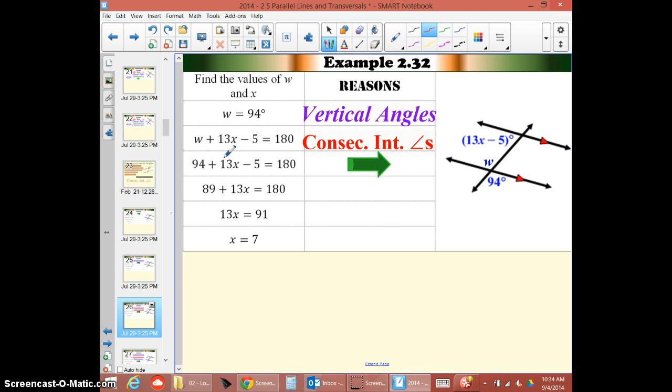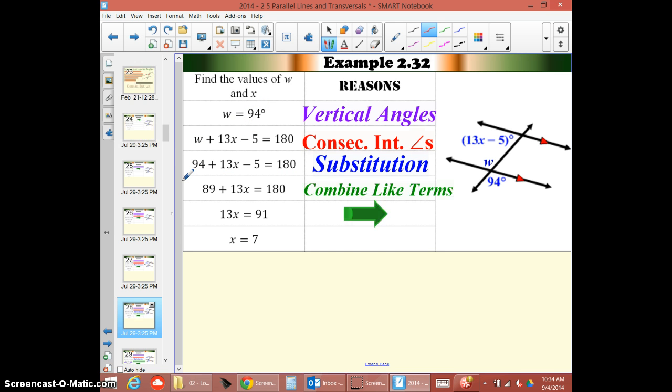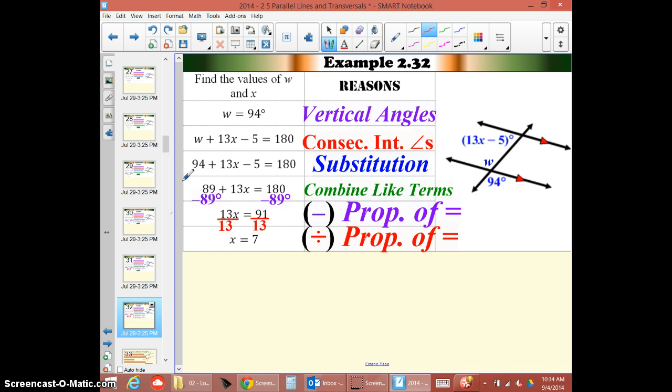I then use substitution to take this 94 and plug it in for the W to result in this. That's what it results to look like. So I've got my substitution. Now I just combine my terms. This is just algebra. I subtract 89 over. Using the subtraction property, I divide by 13 to get 7.